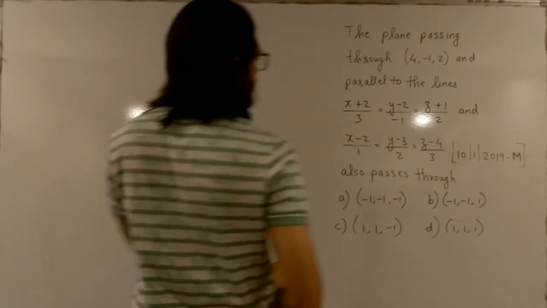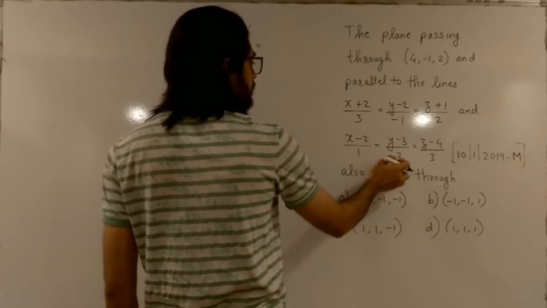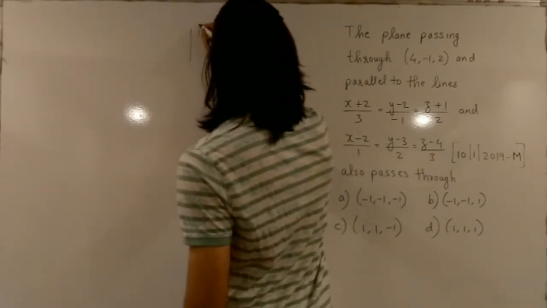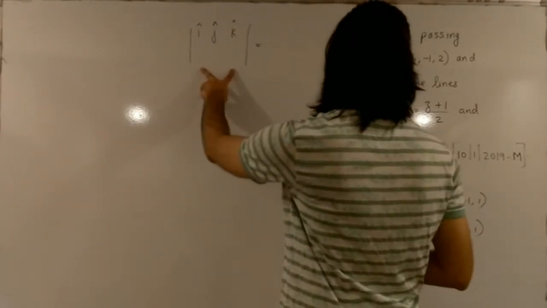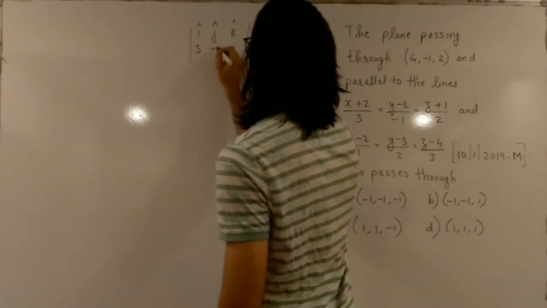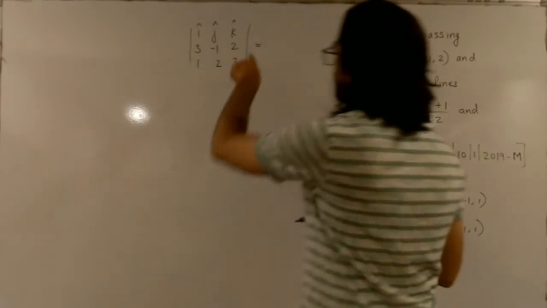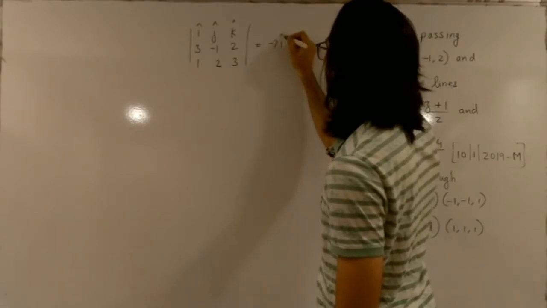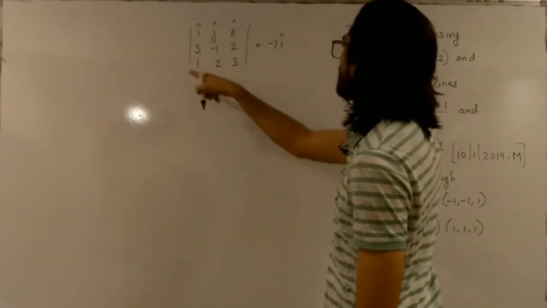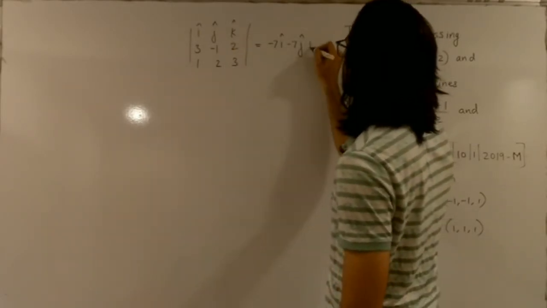So the normal vector will be cross product of 3i minus j plus 2k and i plus 2j plus 3k. So the cross product becomes determinant of ijk, the first row being 3, minus 1 and 2, and the second row being 1, 2 and 3. Just evaluate the determinant. You have minus 7 i cap, then you have 9 minus 2 which is 7, so minus 7 j cap, and with k cap you have 6 plus 1 which is 7 k cap.